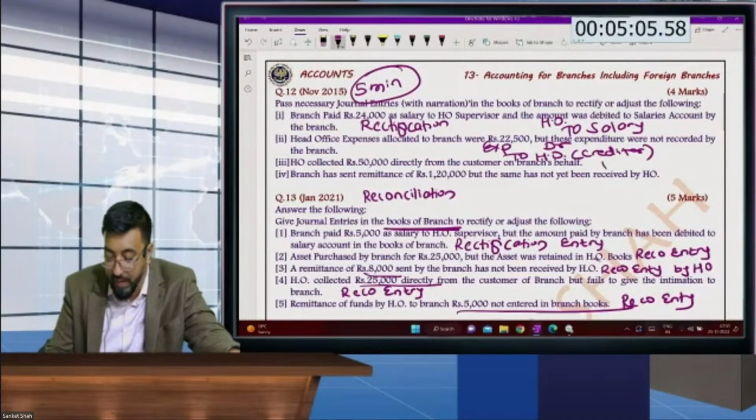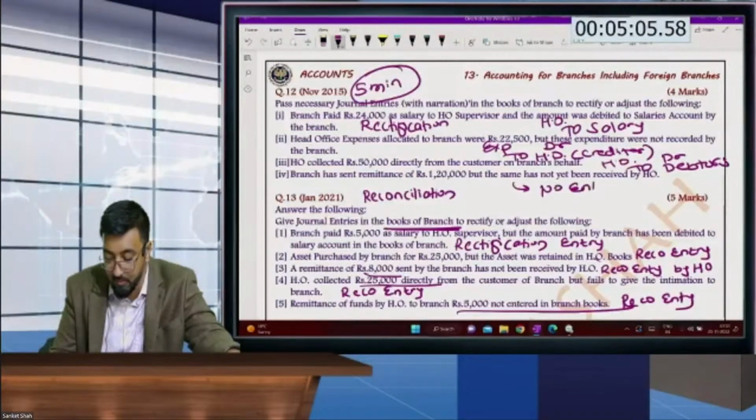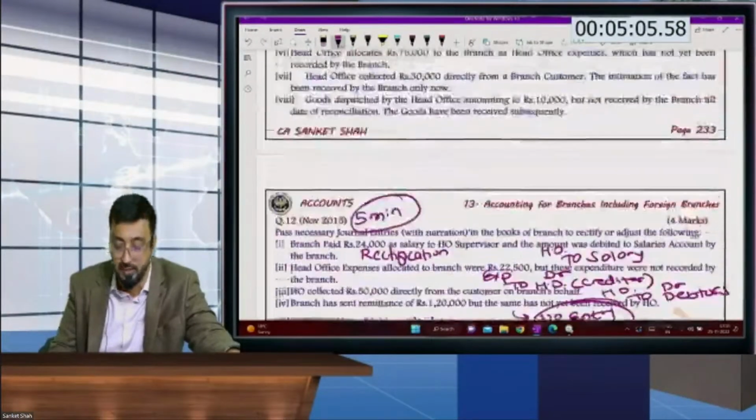HO collected cash. So HO debit to debtors. Debtors we are going to cancel. And branch has sent remittance. No entry. Branch already sent to HO. So no entry. So very simple. You have 5 minutes and you have completed it.